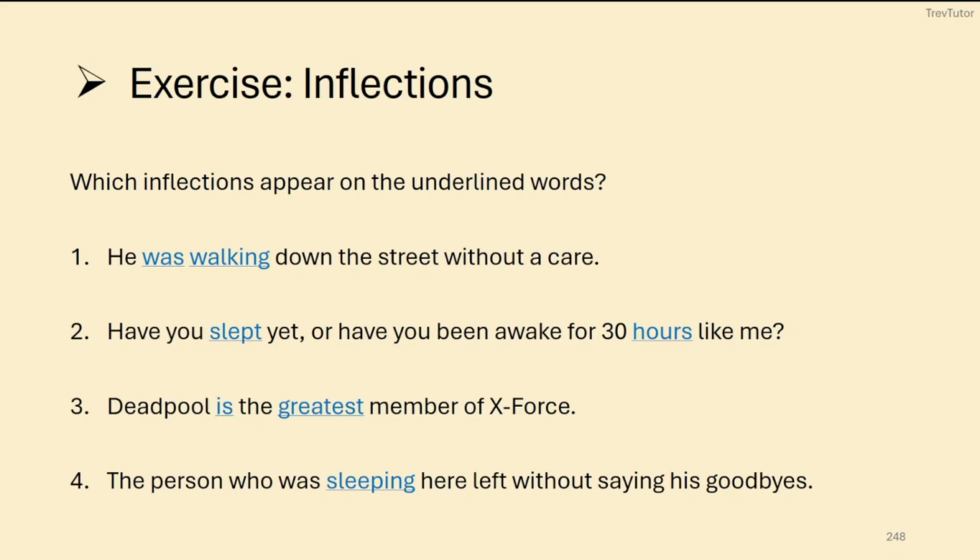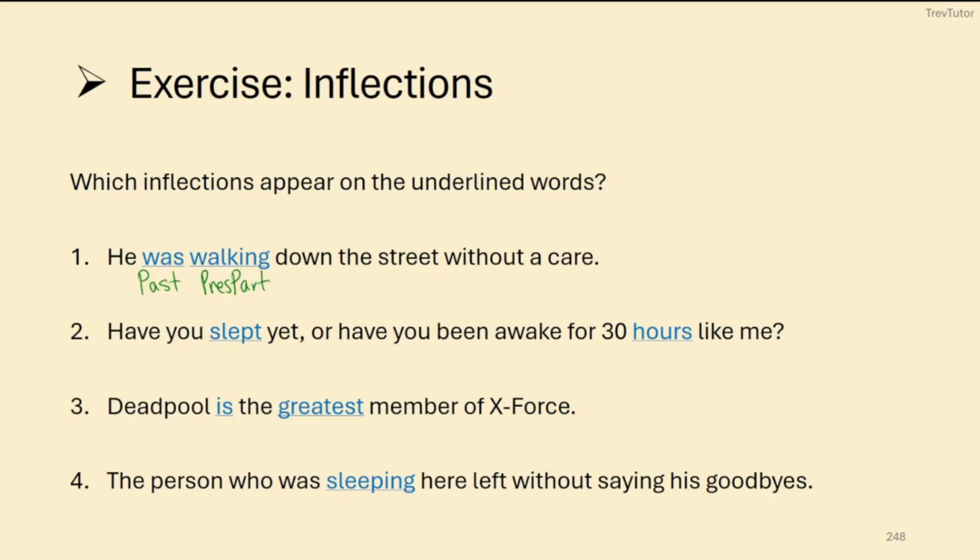He was walking down the street without a care. Well, was is going to be past tense, and walking has that progressive marker on it because we have the auxiliary be before it and an ing on the verb. So we would say that this is a present participle in terms of its inflection.